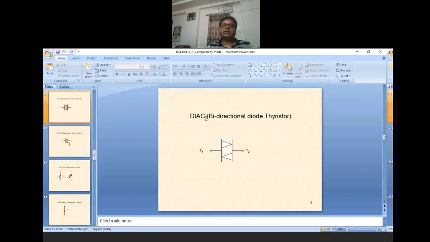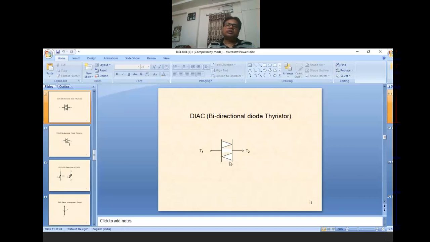It is nothing but bidirectional diode thyristor. When you see the figure or symbol of the diac, you can just simply understand that it results from two PN junction diodes connected in anti-parallel.